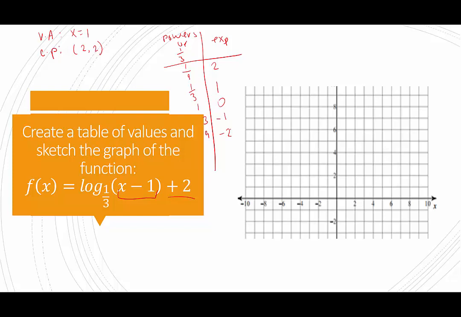And what I want to do before we get started on the table of values is graph the vertical asymptote at 1 and the critical point at (2, 2).